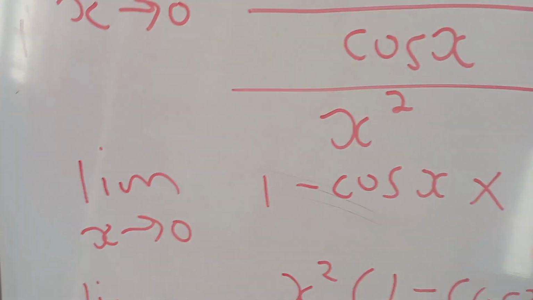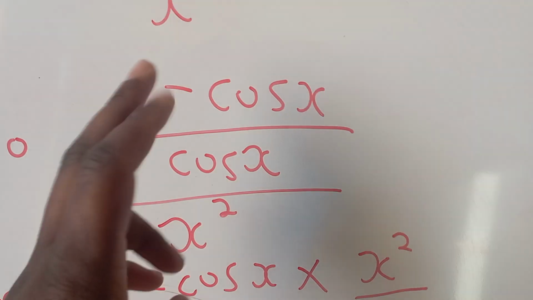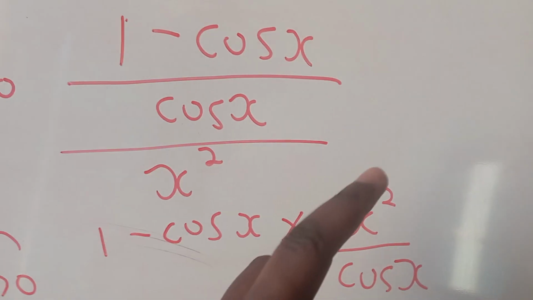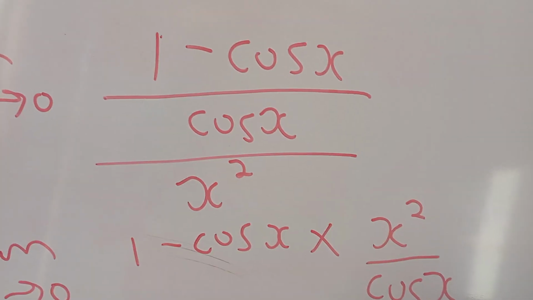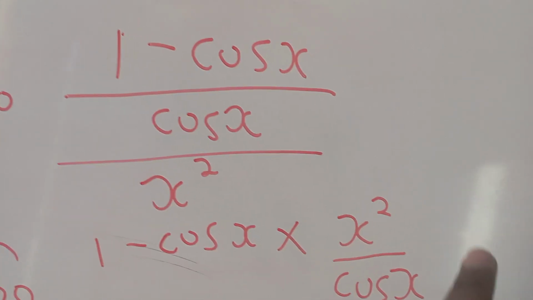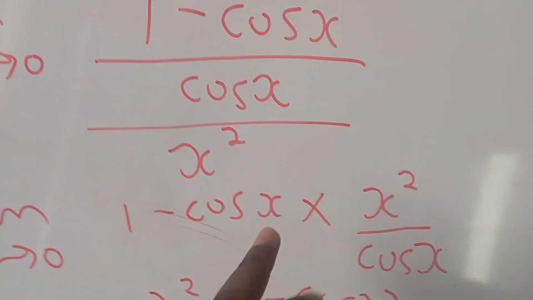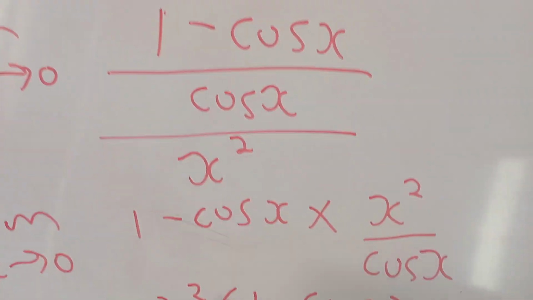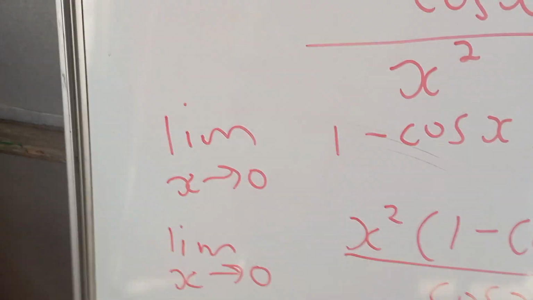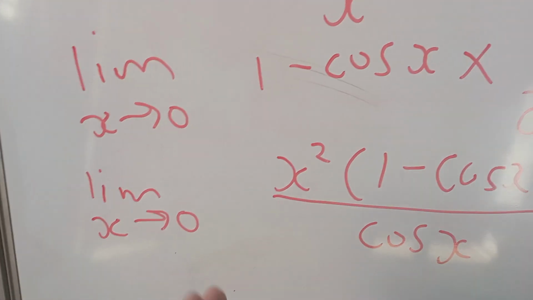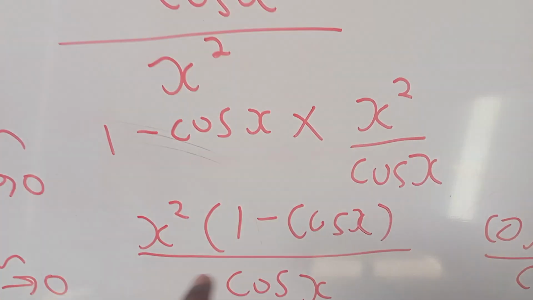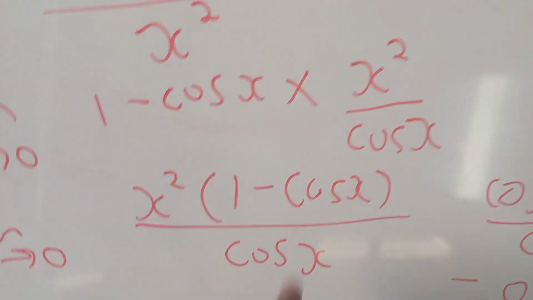Right. Then after that, this is the step that we take. The limit as x approaches 0, 1 minus cos x. This divide, we made it times, so when you're timesing, it flips. It's going to be x squared all over cos x. Right. So x squared times 1 minus cos x, we're going to put this in brackets. So we have the limit as x approaches 0, x squared, 1 minus cos x all over this cos x.